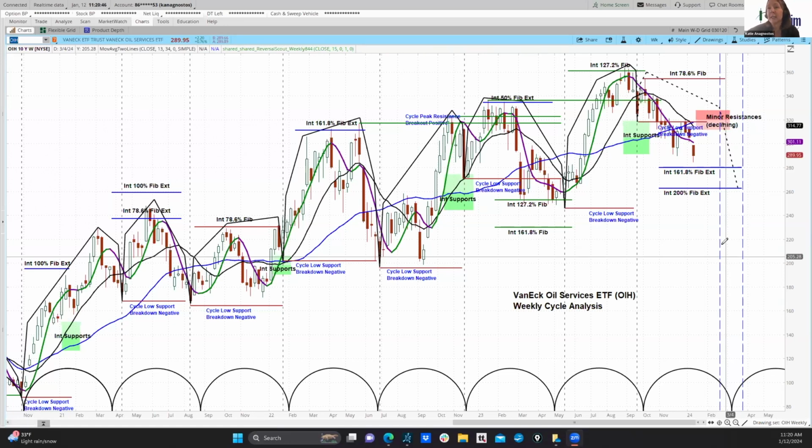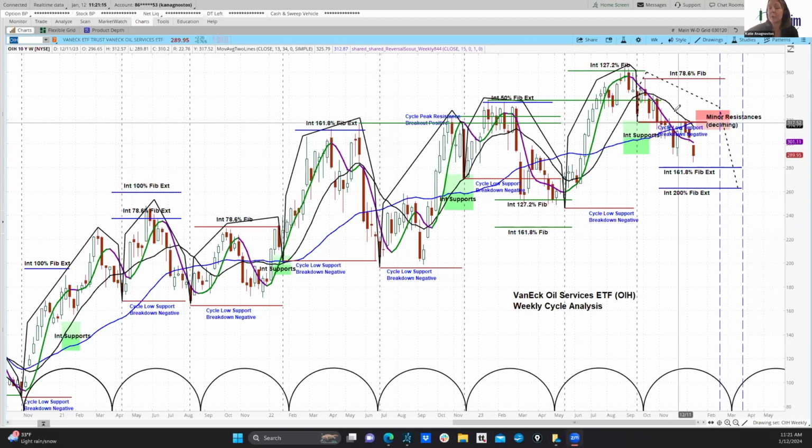Another thing to notice in here is cycle configuration, and that is defined by whether or not a cycle ends higher or lower than where it began. So this cycle, the last one, is positively configured, having ended higher. The current cycle that we're in is negatively configured because it is lower than where it began, which was right here, having broken below this key cycle low support.